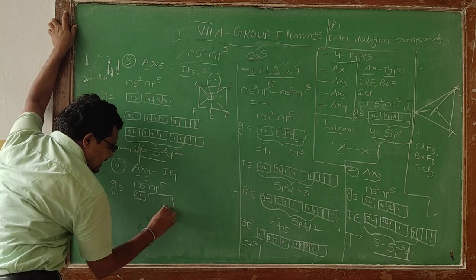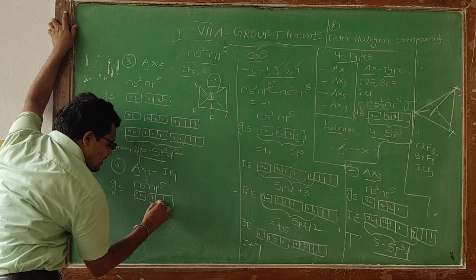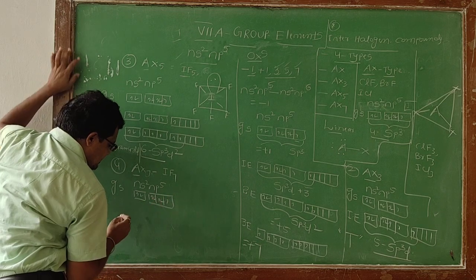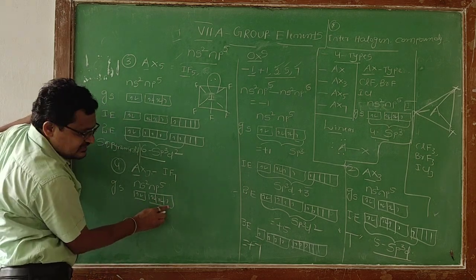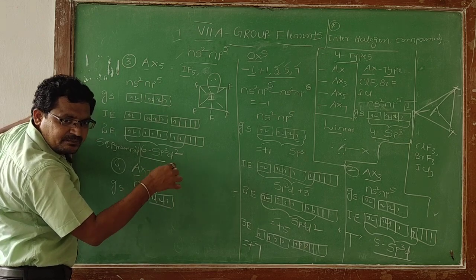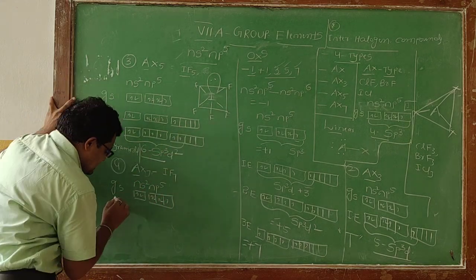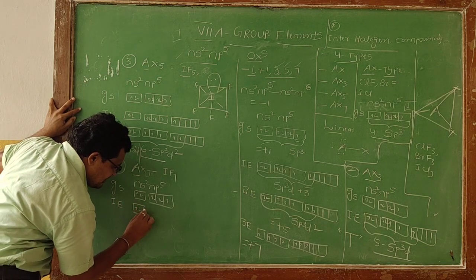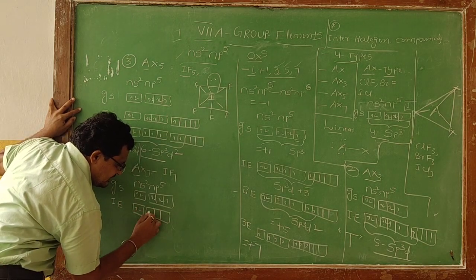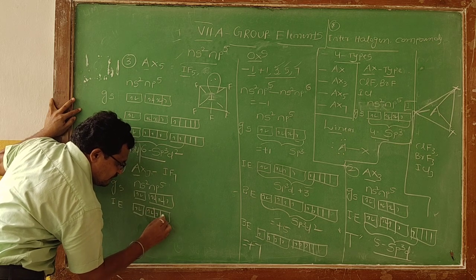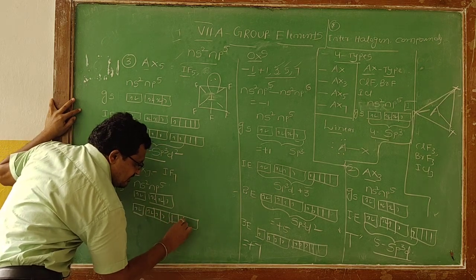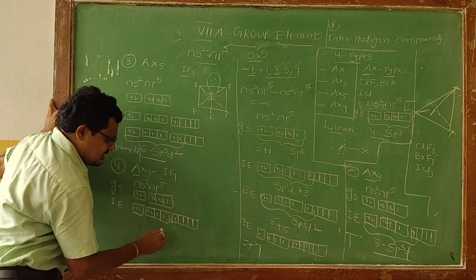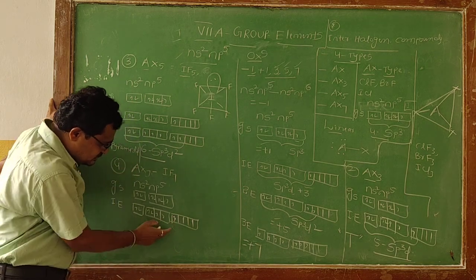Here s contains 1, 2 and p contains 3 orbitals, 5 electrons. Here only 1 unpaired electron is there. Here how many? 7. The remaining unpaired electrons are in the first excitation state. That's why in the first excitation state, s contains 1, 2 and p contains 1, 2, 3, 4 and d contains 5 orbitals, 1 electron.